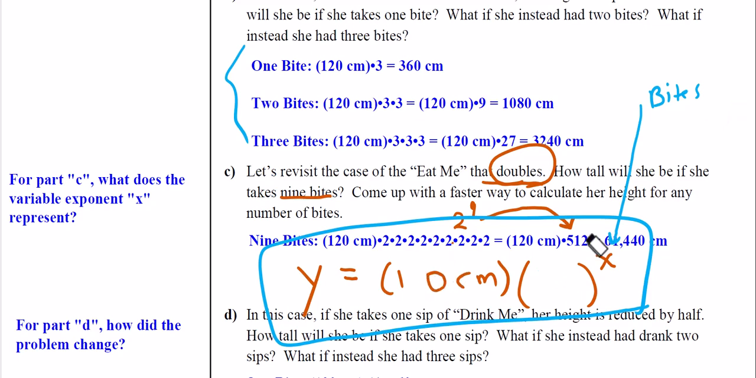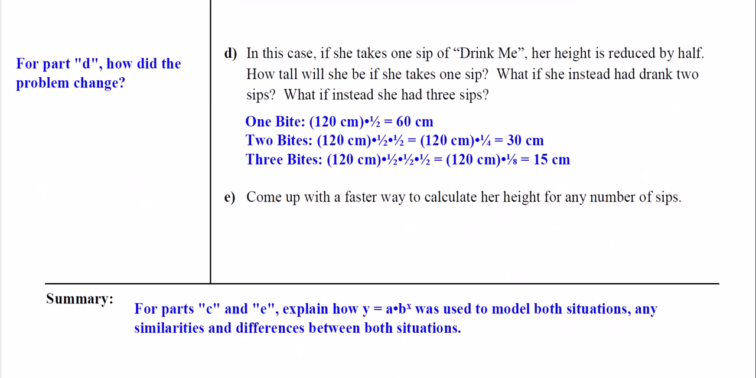So there's a lot of what ifs, okay? But for this specific problem that we're dealing with right now, the situation is Alice is 120 centimeters, and in this part C, it's doubling. So I'm going to put a 2 right there. And you just tell me how many bites Alice took, and I can tell you how tall she got really fast by putting this in a calculator. Okay? Those were the eat me cookies.